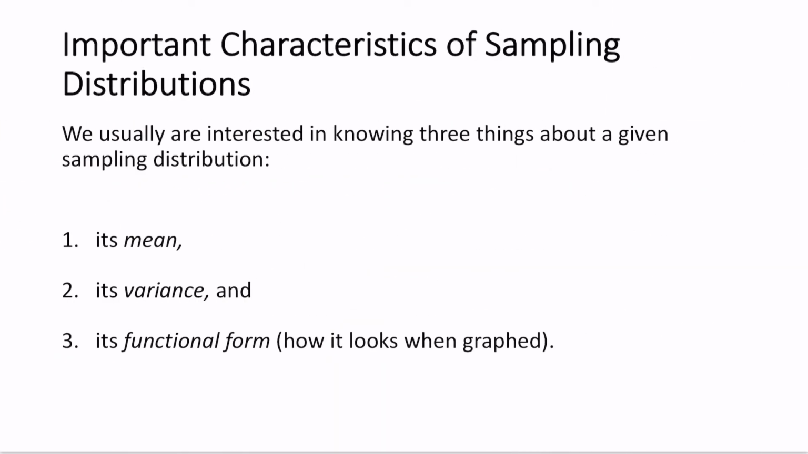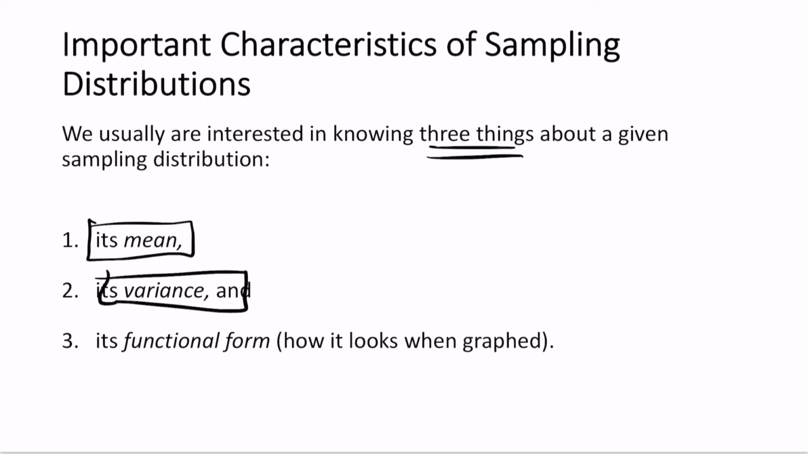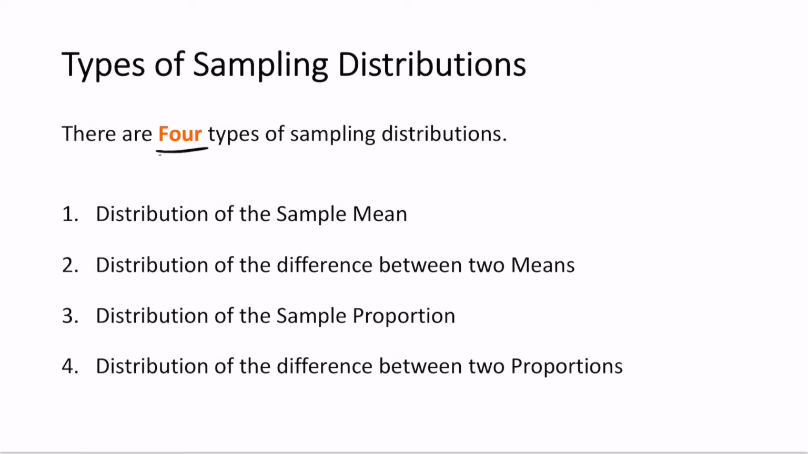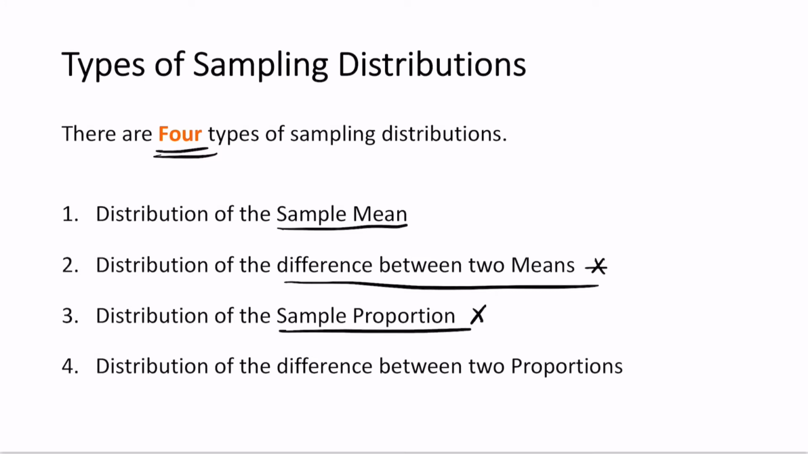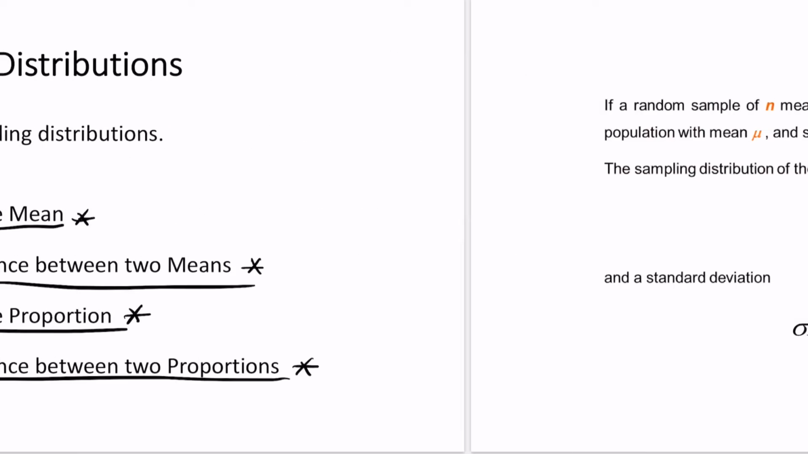So what are the statistics that we usually take? We generally need 3 things from a given sampling distribution: its mean, its variance, and its functional form, how it looks when you graph it. Now there are 4 types of these sampling distributions. One of them is the distribution of the sample mean. Second is the distribution of the difference between 2 means. Next, the distribution of sample proportion. Next, the difference between 2 proportions. These are all the ones that we generally take into consideration for sampling distributions.